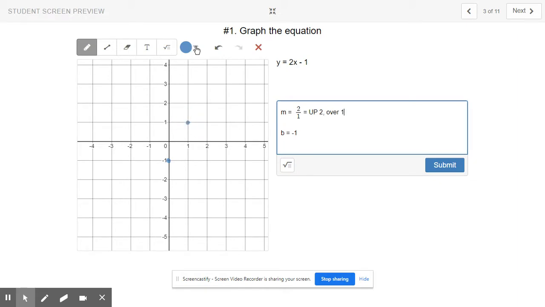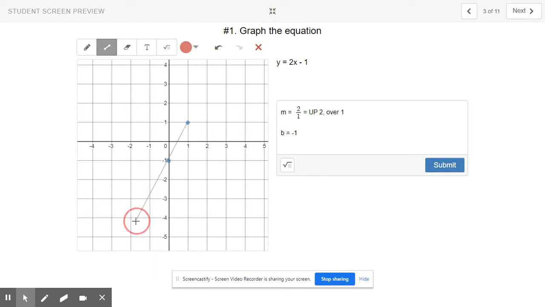All right, 2 points is all you need. I like to use the line tool, which is right next to the drawing tool. If you click on that, you can draw a straight line through your points. So I'm going to go through the point, and then I want to extend it all the way through my graph. All right, so there is my line.